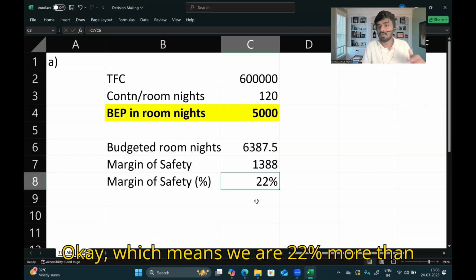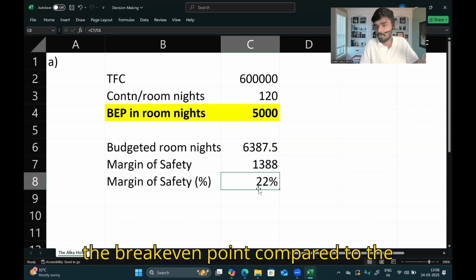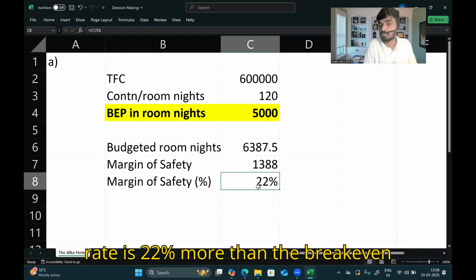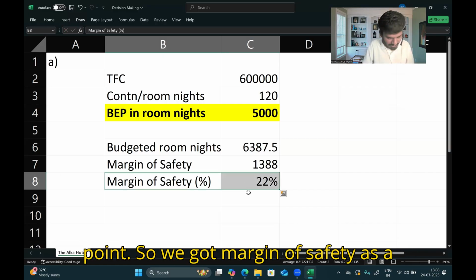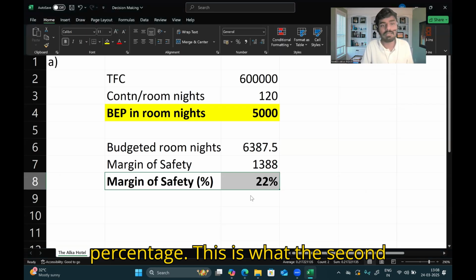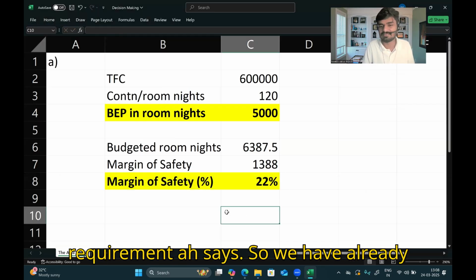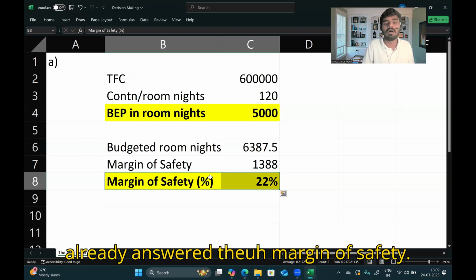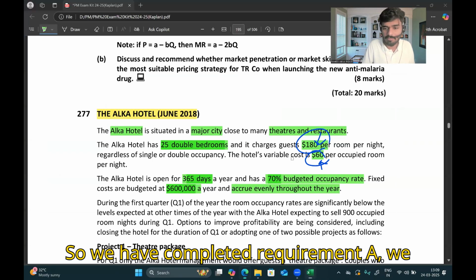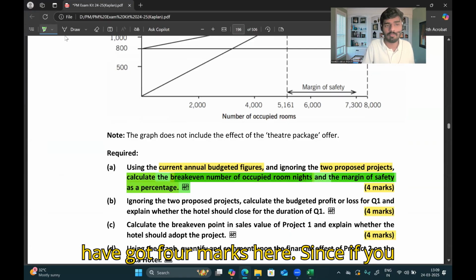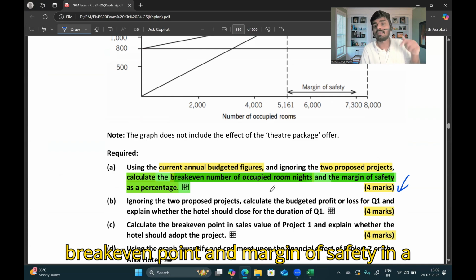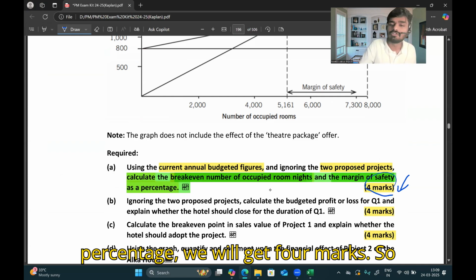Okay, which means we are 22% more than the break-even point. Compared to the break-even point, the budgeted occupancy rate is 22% more. So we got margin of safety as a percentage. This is what the second requirement says. We have already discussed the break-even point and answered the margin of safety, so we have completed requirement A. We have got 4 marks here, since if you can calculate both the budgeted break-even point and margin of safety in a percentage, we will get 4 marks. So requirement A is over.